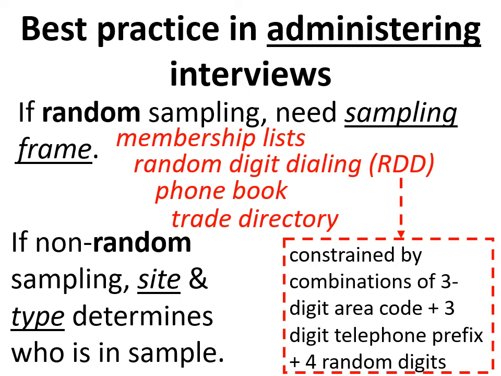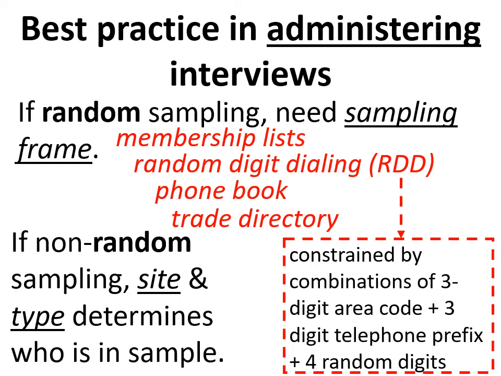So what I would recommend, especially if you are going to be using interviews, is some kind of non-random sampling. And in those cases, the site and the type of non-random sampling matter. The site that you're interested in is the place that contains the people that you want to talk to, or that contains the population of people that you want to talk to.